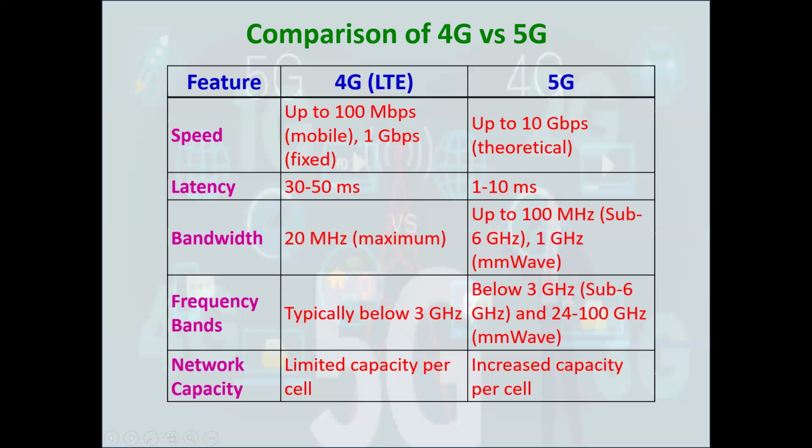The next feature is the network capacities here. The capacity of 4G network is constrained by their bandwidth and frequency limitations. This is one of the limitations of 4G. As a result, network congestion can occur in densely populated areas or during peak usage times, affecting performances. This is the main drawback of using this 4G.